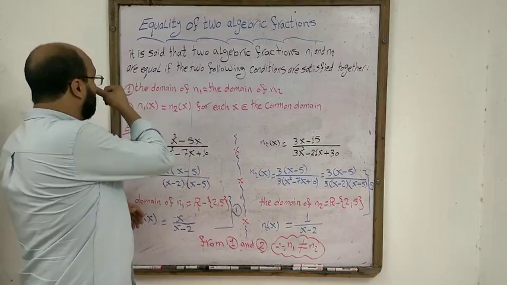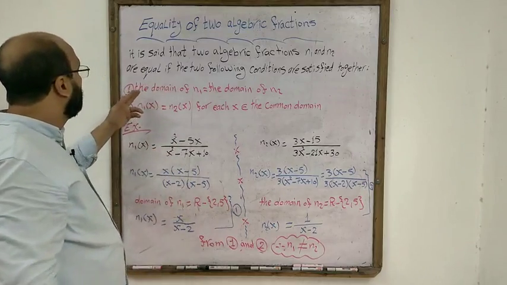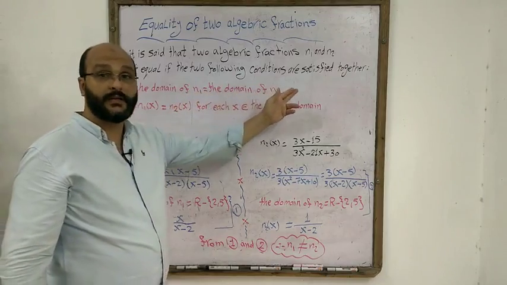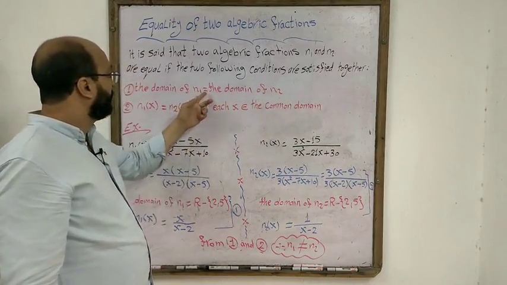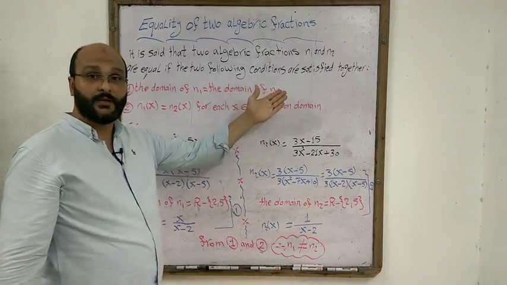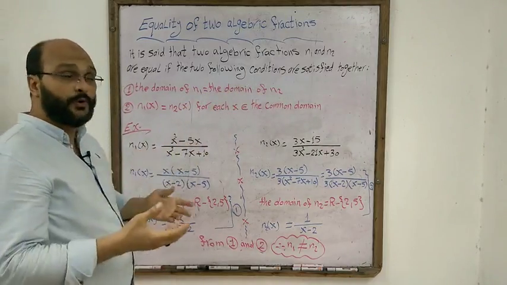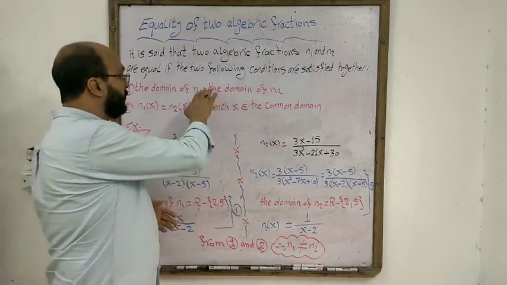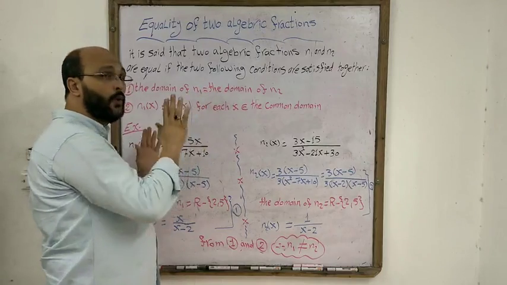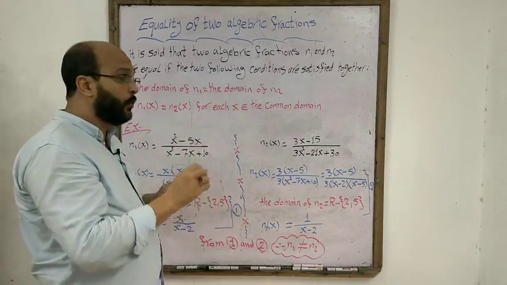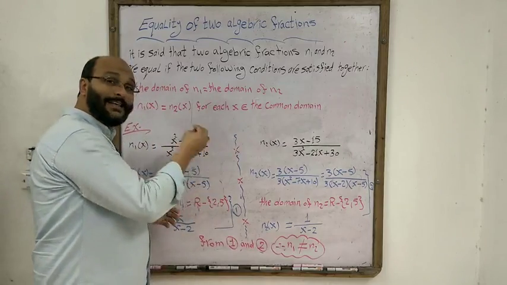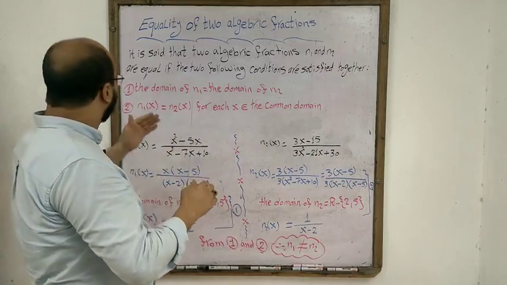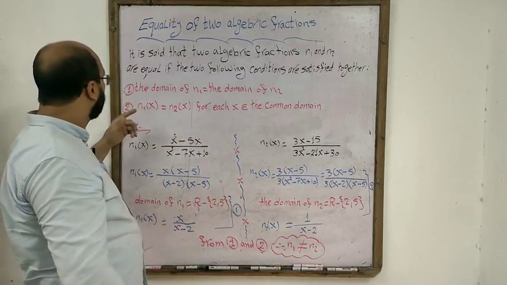Let's read the conditions. Number one, the domain of n1 equals the domain of n2. And as we know, the domain of n equals all R except the zeros of the denominator.